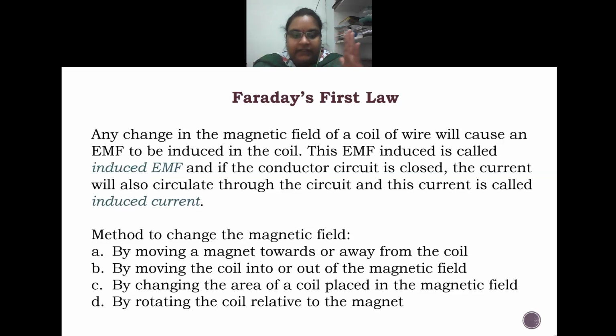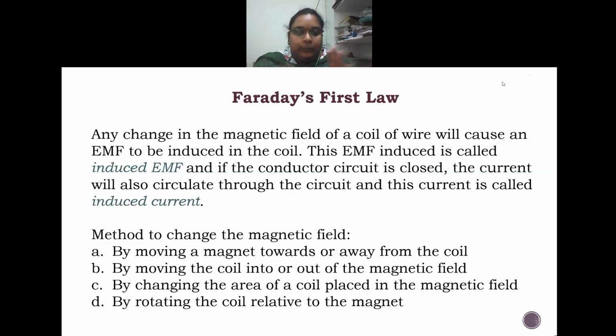The second method is moving the coil into or out of the magnetic field. So if you consider this as the magnet, now the coil is being moved towards and away from the magnet. In this manner also we can change the amount of magnetic field around the coil, right?